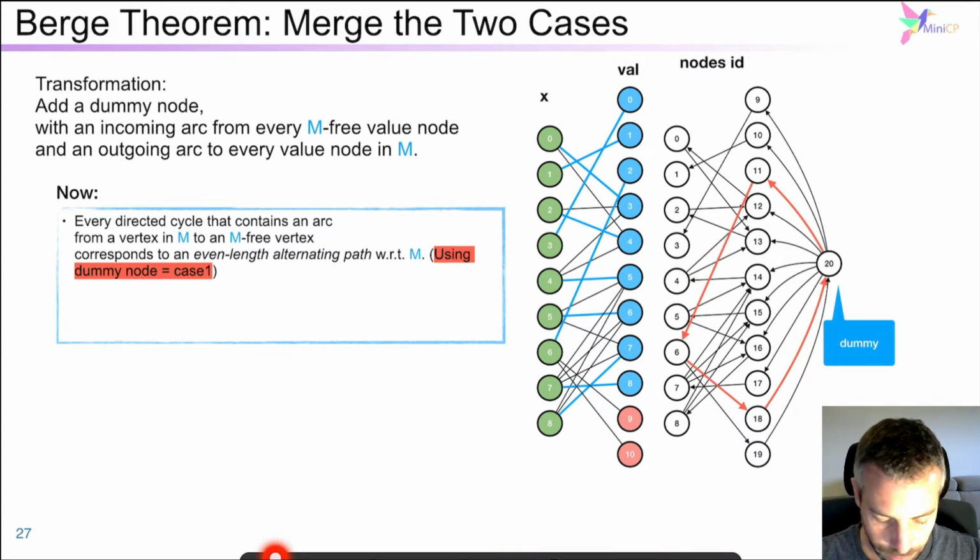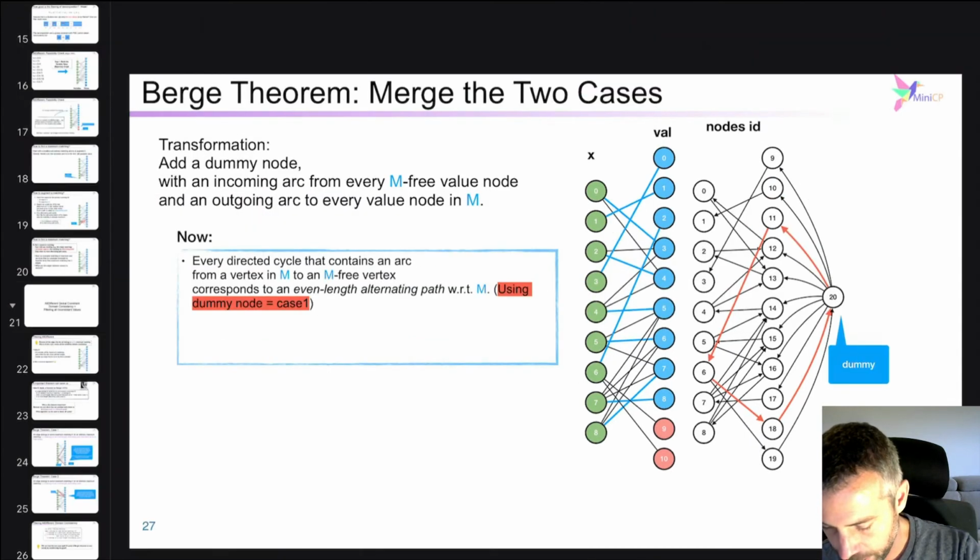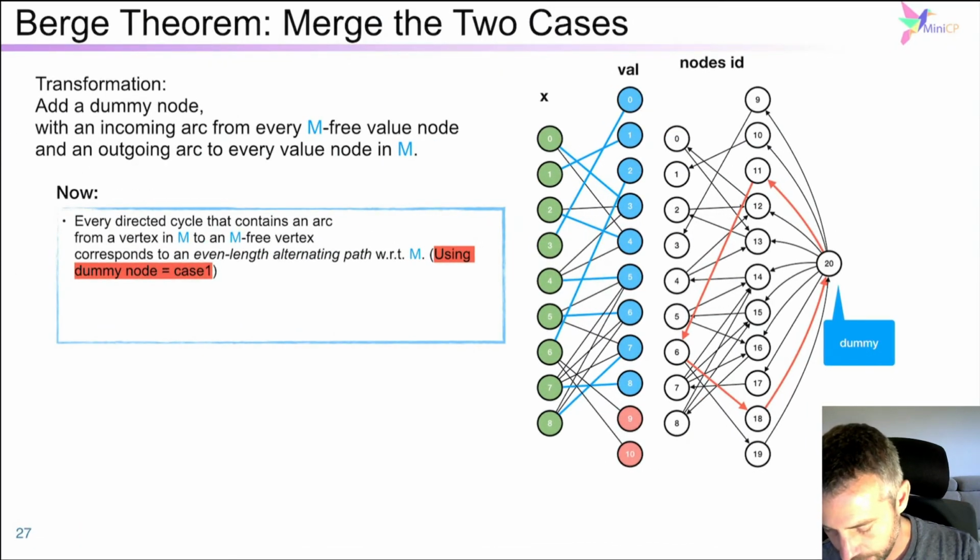And once I have done this, I also need to add edges from the dummy node here. I add an edge from the dummy node to all the value nodes if the value node is matched in the maximum matching. So this one is matched, so I will add an edge in that direction. But for the free vertices, like these two ones, the free node vertices, I will add the edge in the other direction.